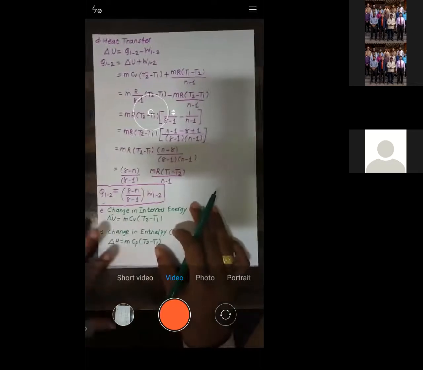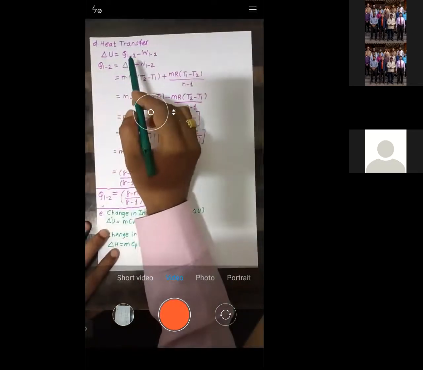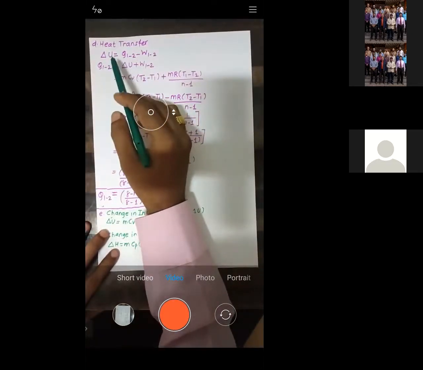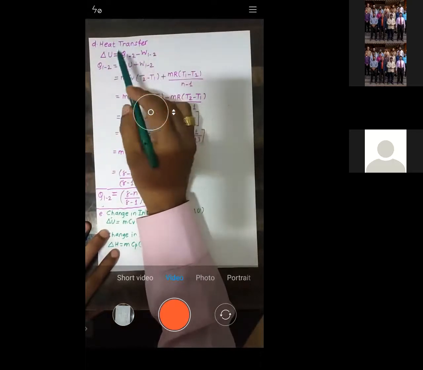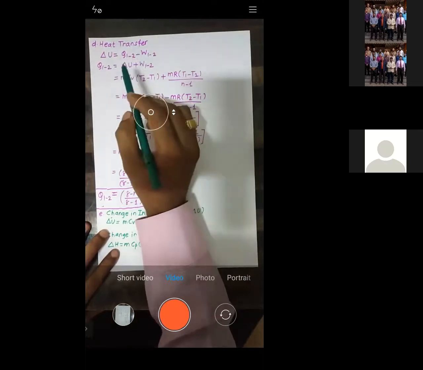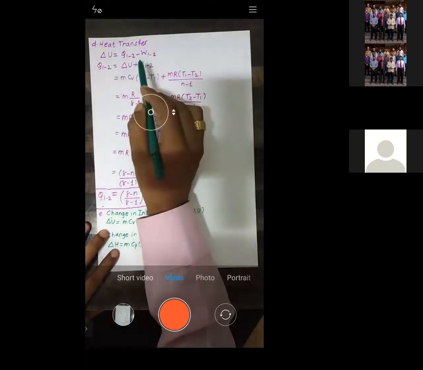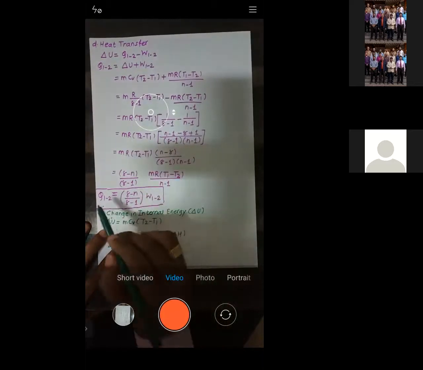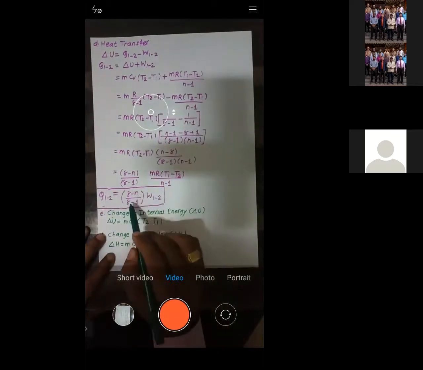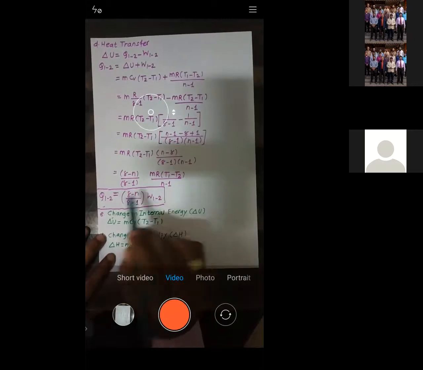Now for heat transfer, we started with the basic definition of change in internal energy. Change in internal energy is the difference between heat and work. From that, we wrote the expression for heat: heat is given by delta U plus W1-2. We solved that and got heat transfer equal to (gamma minus n) upon (gamma minus 1) times the work transfer, right?